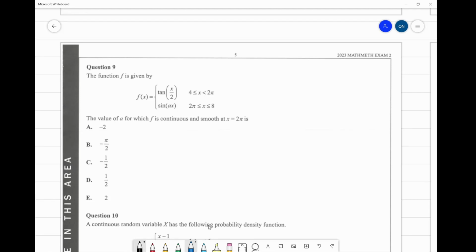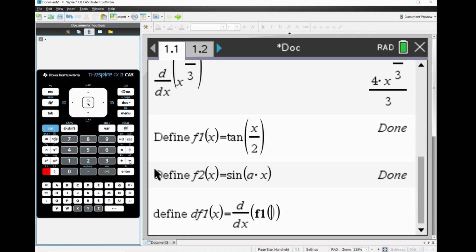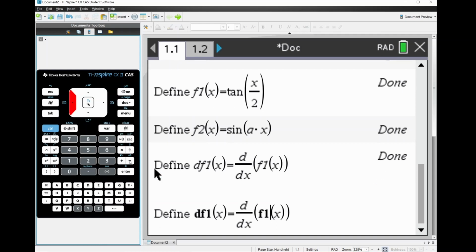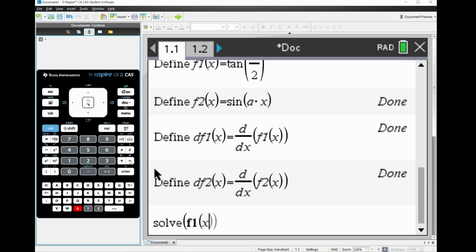Okay. What do we want to do? We want smooth at x equals pi on 2. Right, so I'm going to define the derivatives as well. So define df1 of x to be equal to the derivative of f1 of x, and I'm going to do the same thing for f2, so replace these with 2 over here. First of all, I want the values to be the same at pi on 2. So f1 of pi on 2 equals f2 of pi on 2. And I also want df1 of pi on 2 to be equal to df2 of pi on 2. And I solve this for a.